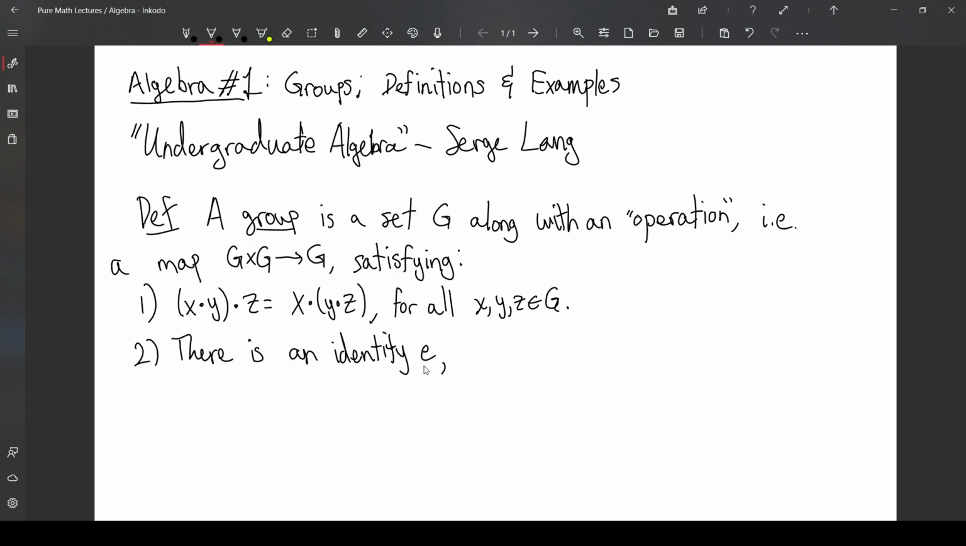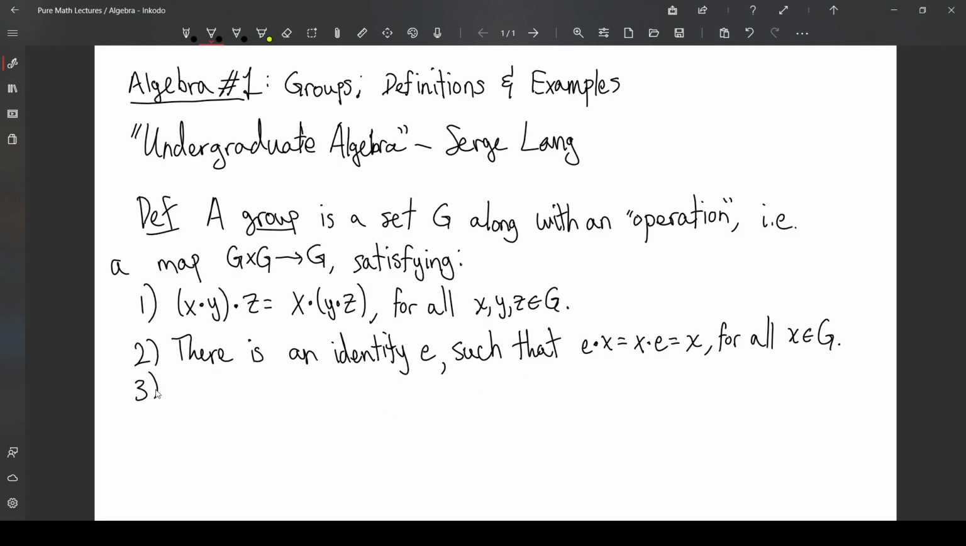Interesting fact, this actually comes from a German word, I think, for unit element. I don't know what the German word is off the top of my head. I don't know German, but I found that out the other day. And so this identity satisfies e times x is the same thing as x times e, which is equal to x, for all x in G.